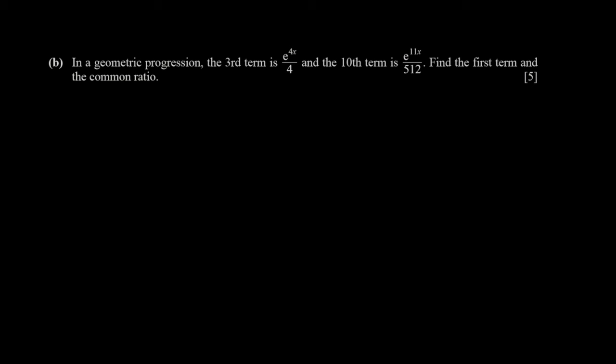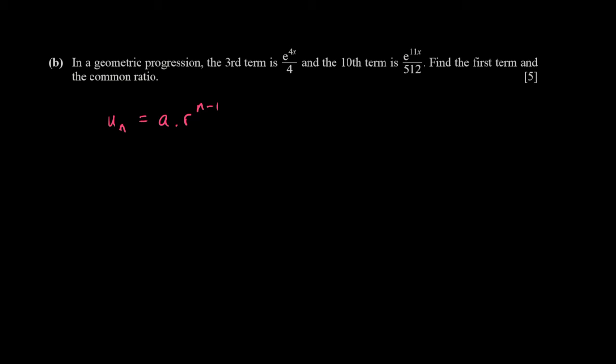Okay, then. Part B of this arithmetic geometric progression, we've got a geometric progression here. The third term is that, the 10th term is that. I want to find the first term and the common ratio. Well, we need to know the formula for the nth term of a geometric progression. The nth term is equal to a times r to the power of n minus 1, where a is the first term and r is the common ratio.